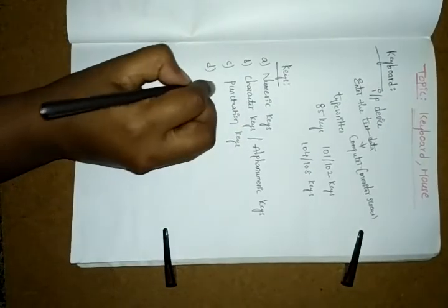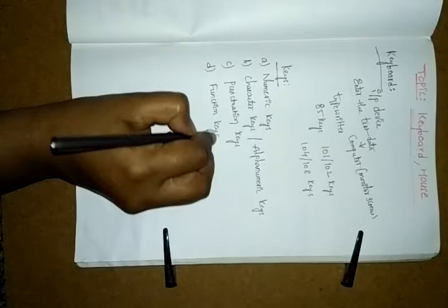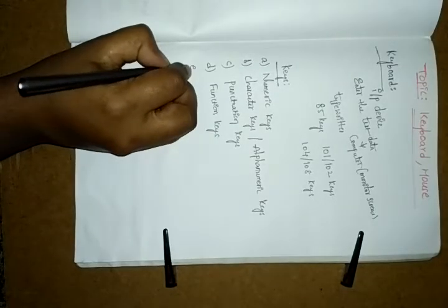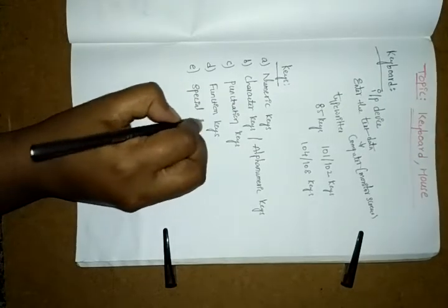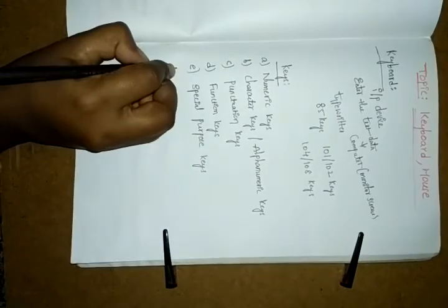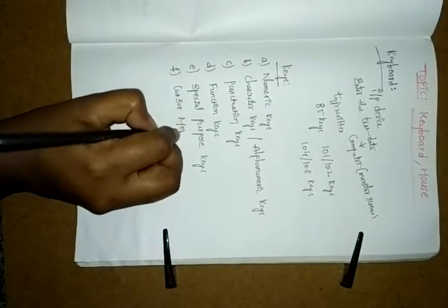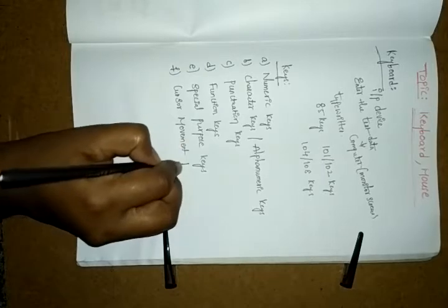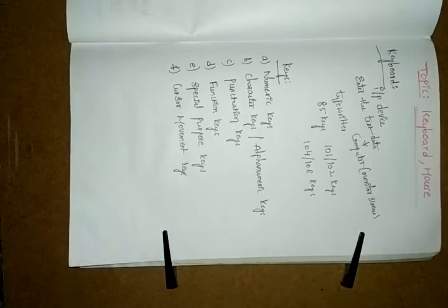Next we have the function keys. And next the special purpose keys. And next the cursor movement keys. So here we have these 6 types of keys in total. The first one is the numeric keys. Numeric means numbers.